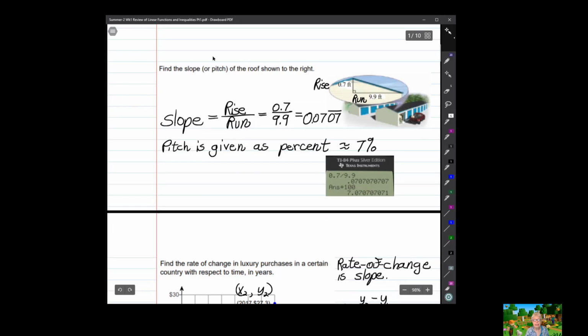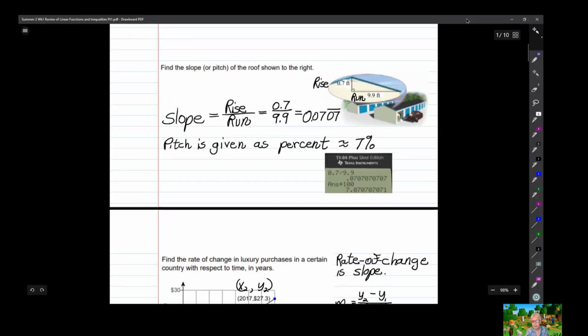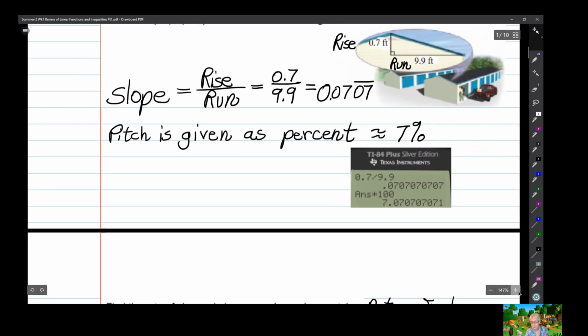Now the next problem is an application problem, a word problem. How do we find the pitch of this roof? Let's make this a little bigger so you're sure to see it. The highest part of the roof is 0.7 feet high. And from that over to the edge is 9.9 feet.